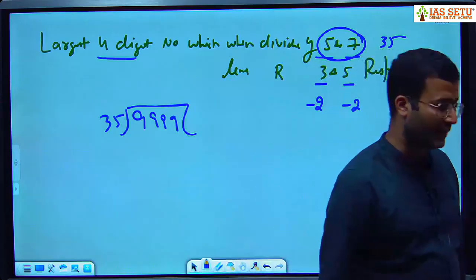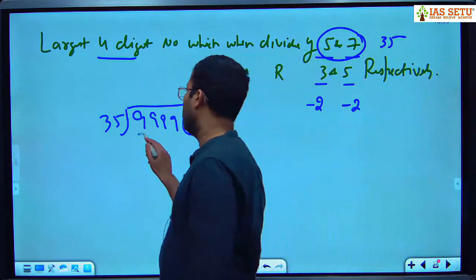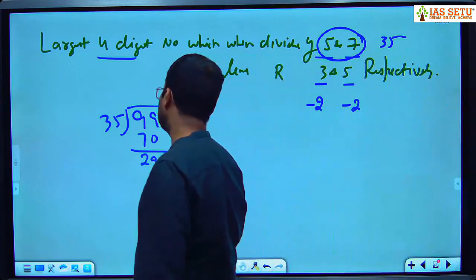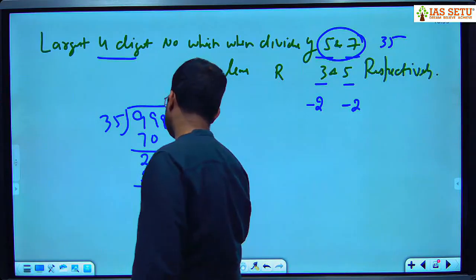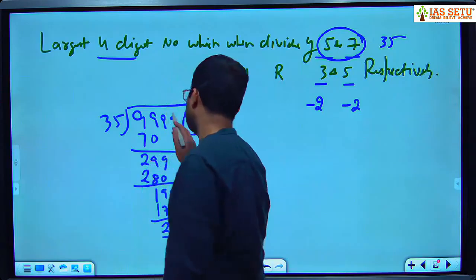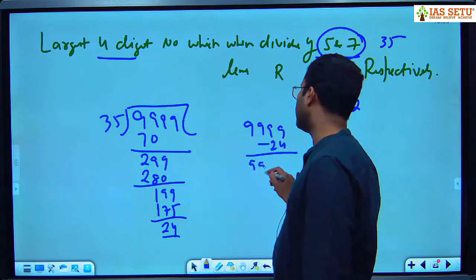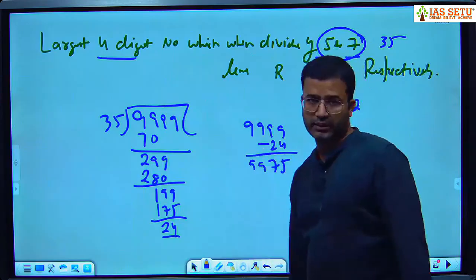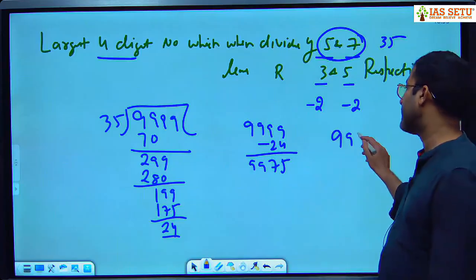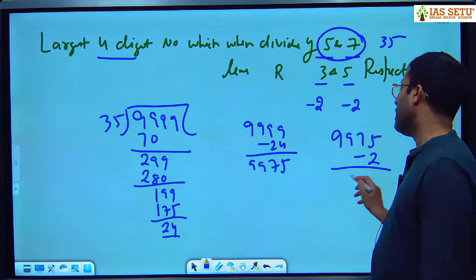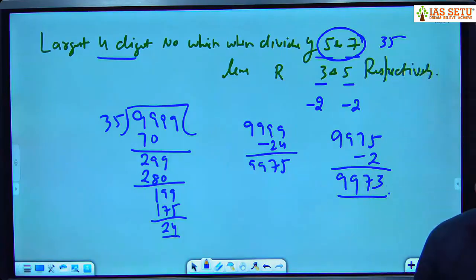Same like earlier type. पहले तो हमें multiple of 35 निकालना होगा. 35 to the 70, 299, 280, 199, 175, 24. तो इसमें से 24 हटा दो, 9999 minus 24, 9975, which is exactly divisible. Then if it is positive remainder add, if it is negative remainder subtract. So what is negative remainder 2? Our required answer is 9973.